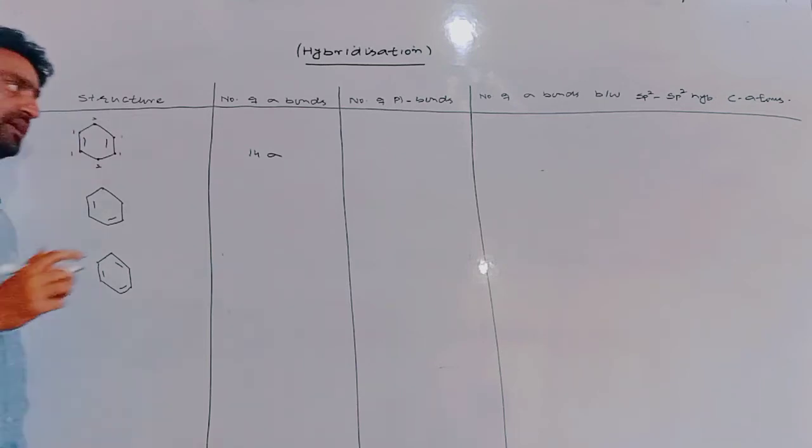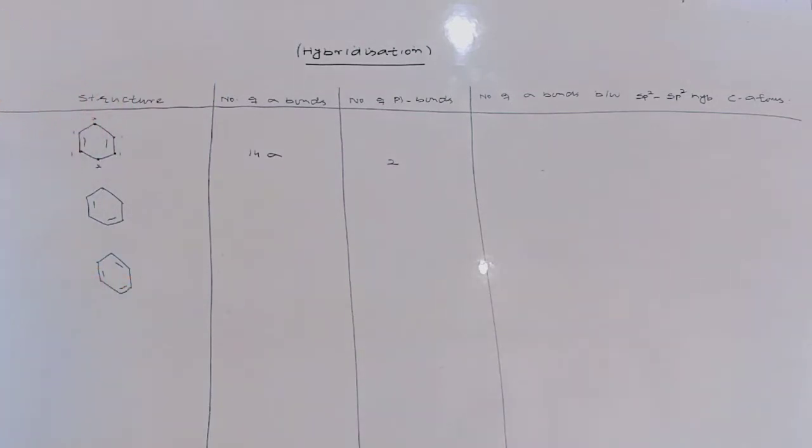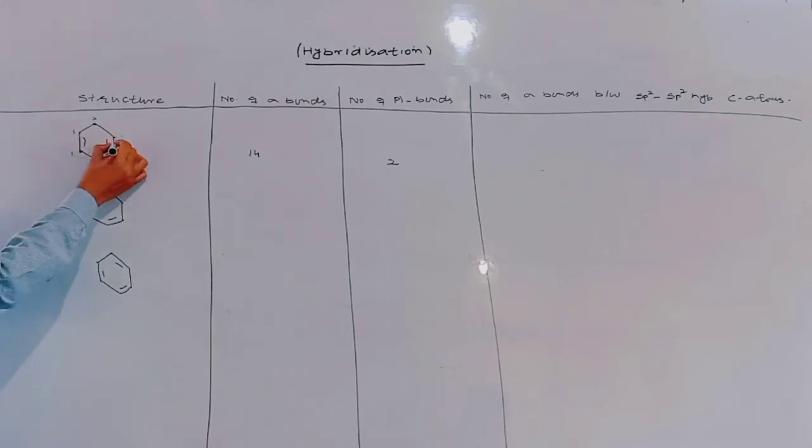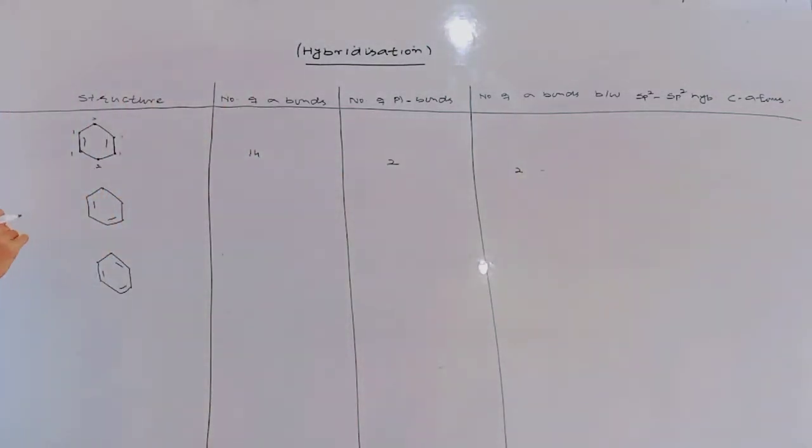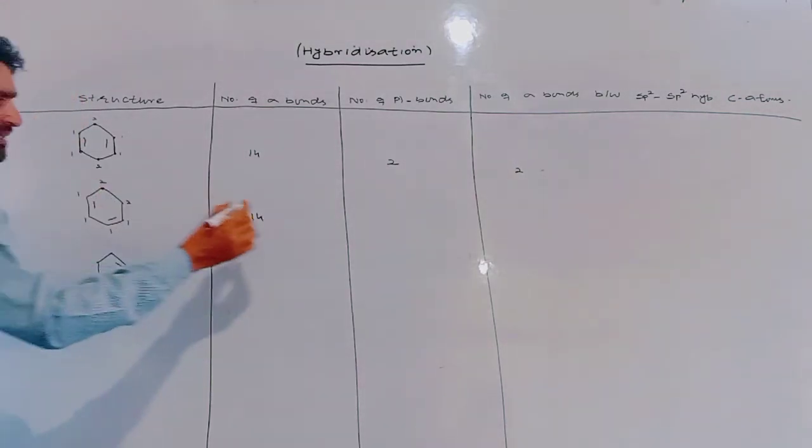How many pi bonds are present? Only 2. The number of pi bonds is 2. How many sigma bonds between sp2 sp2? Only 2: one sigma, second sigma. There is nothing else. What about this compound? Calculate sigma. It will contain 2 hydrogens, 1, 1, 1, 1, am I right? Clear. So 2 plus 2 is 4, 5, 6, 7, 8, 9, 10, 11, 12, 13, 14. It also contains 14 sigma. How many pi? 2.